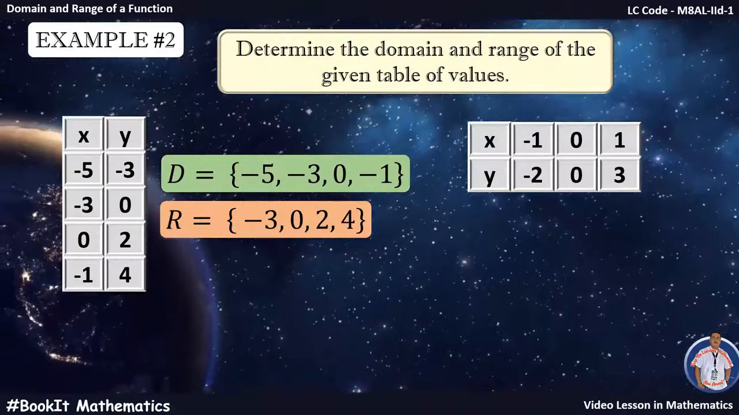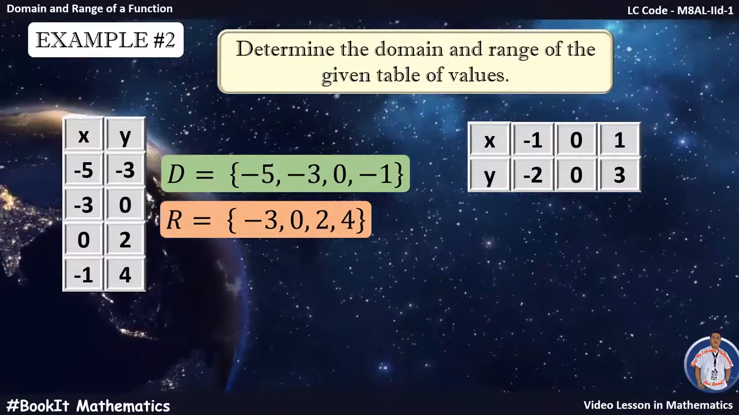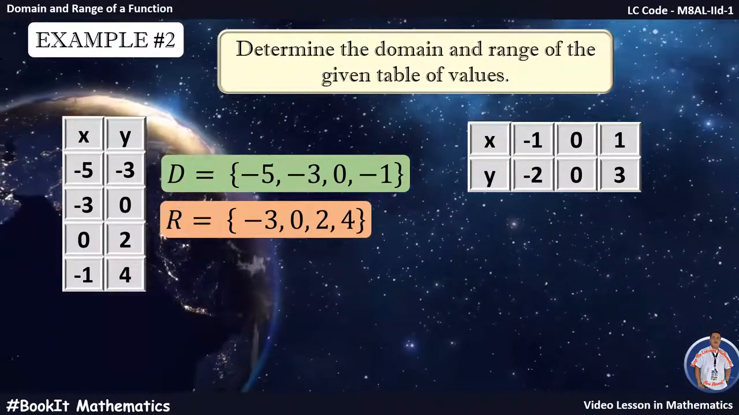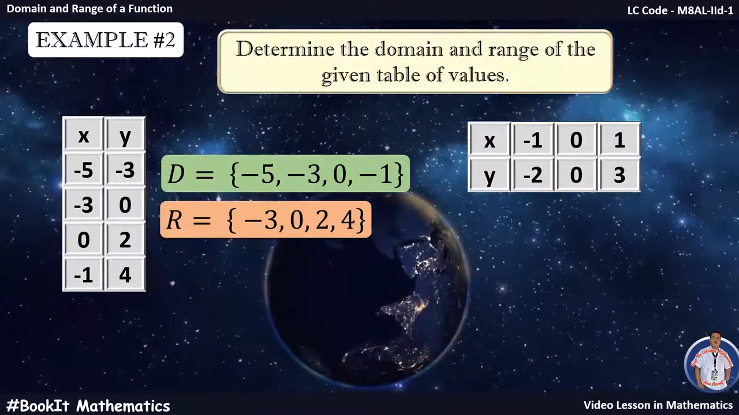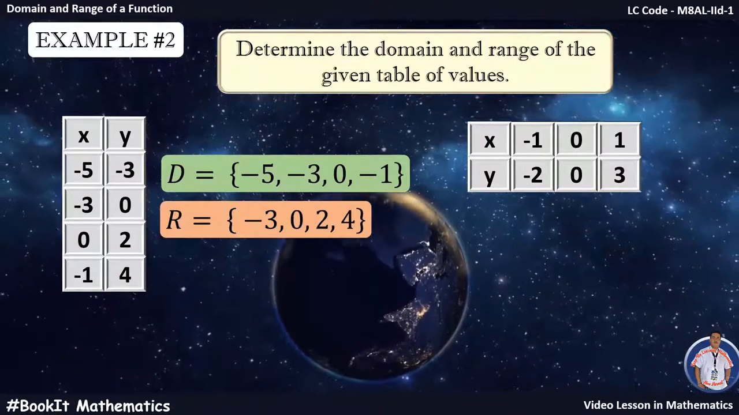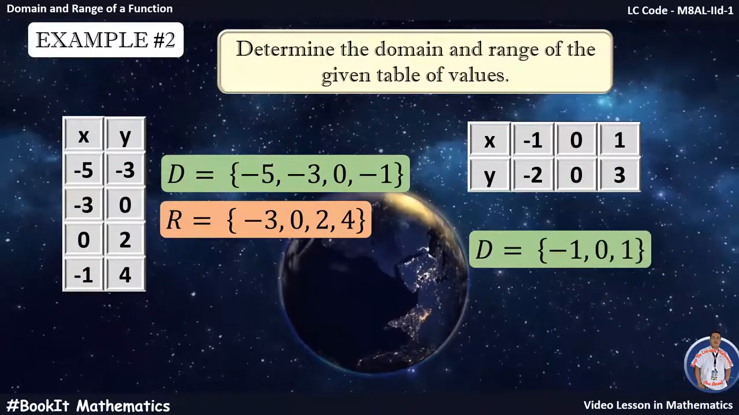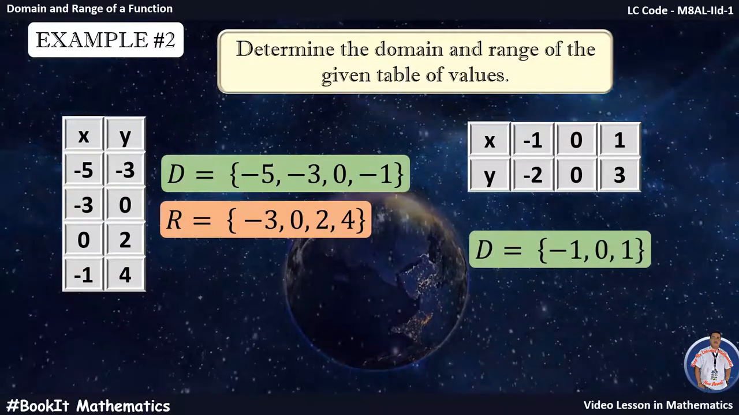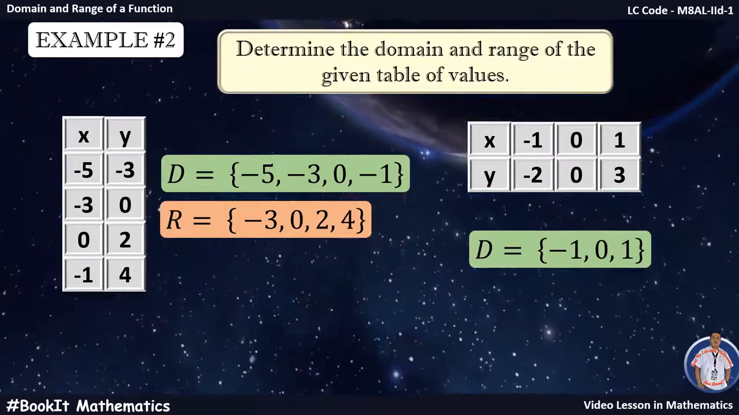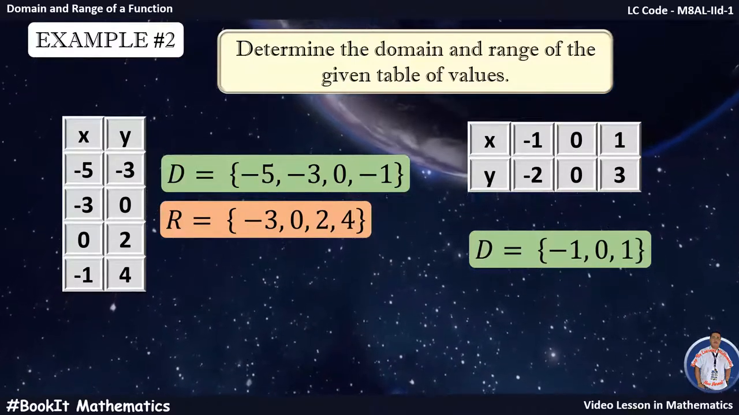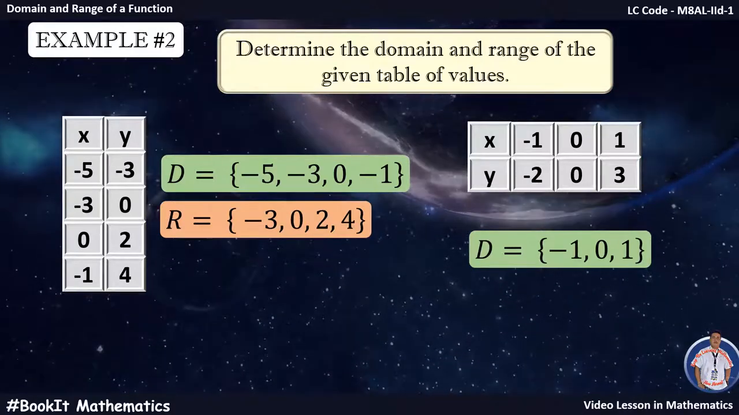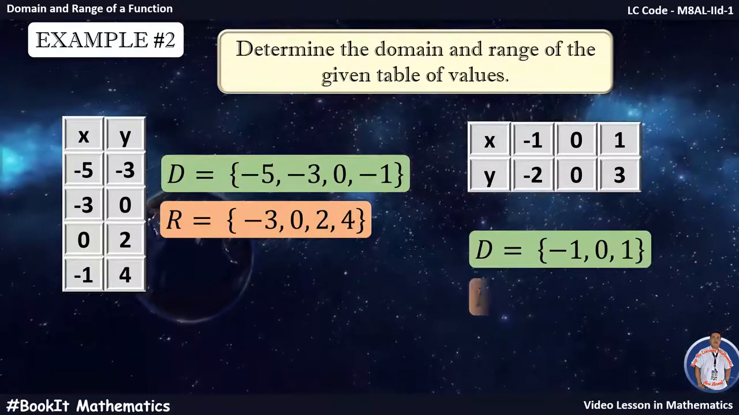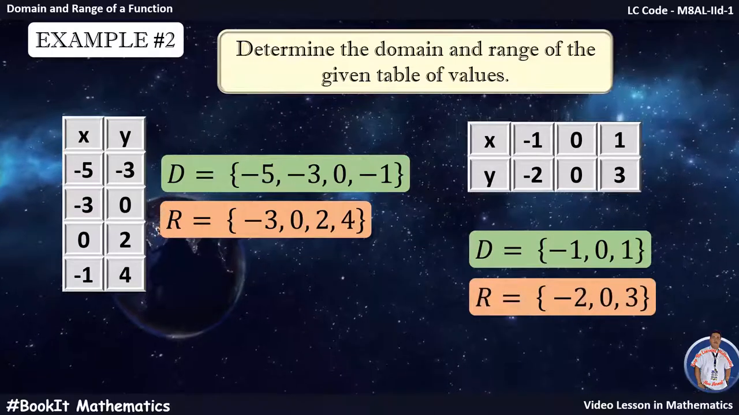So for our domain, the set of values of x, or the row x, we have the values negative 1, 0, and 1. And for our range, of course, the values on the row y. Okay? So the range would be the values on the row y, or the values of y. So we have negative 2, 0, and 3.